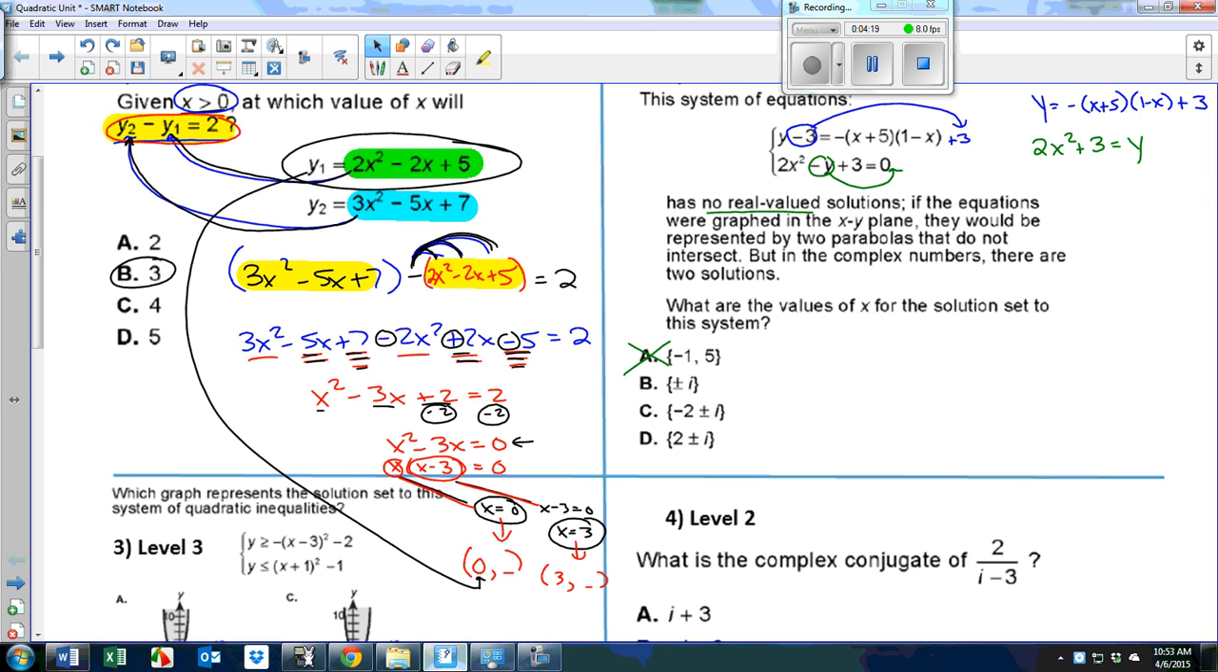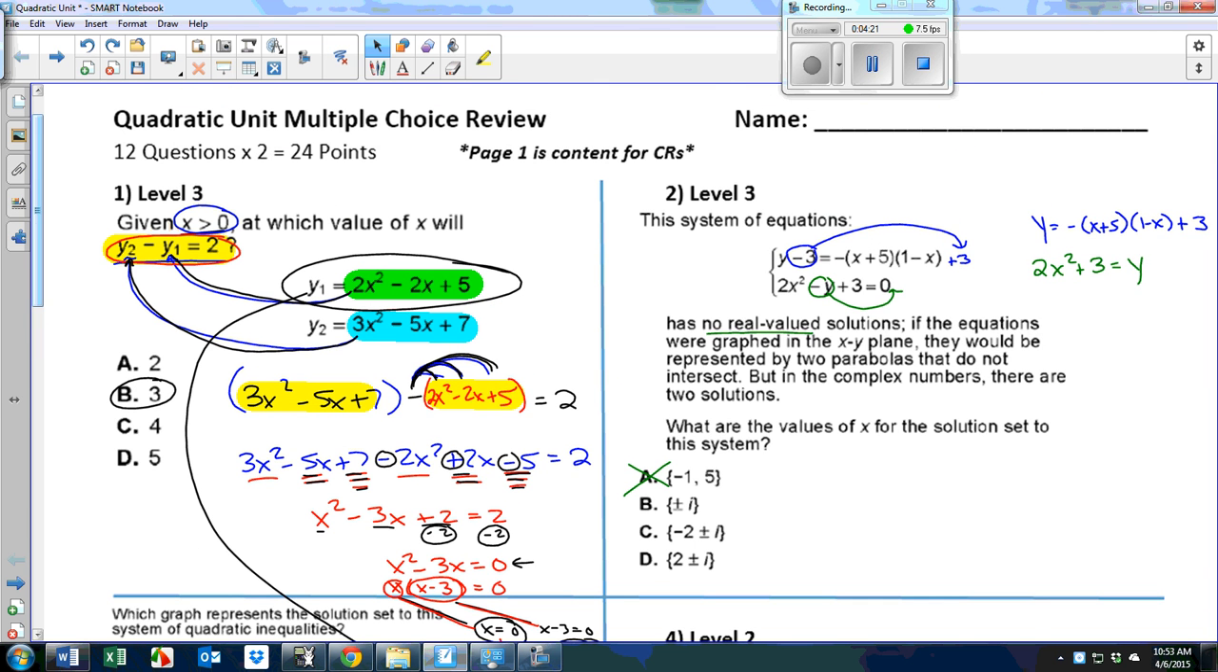All right, then moving on, question number 2. This one actually got me the first time I worked it. I made one little mistake and got the wrong answer A. But read the problem, and it says you don't have real valued solutions, so the answer can't be A. It has to be imaginary answers, so the answer is B, C, or D, multiple choice-wise. They are solutions to the system that's given.